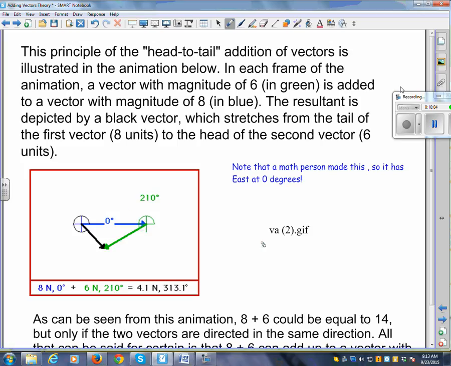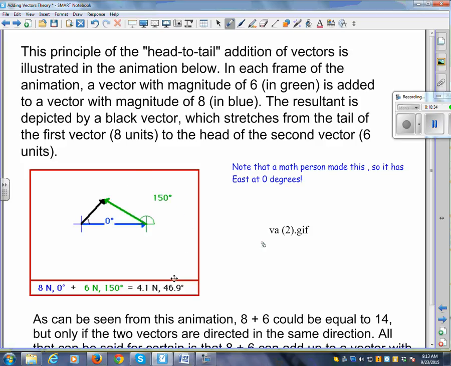The resultant is depicted by the black vector, which stretches from the tail of the first to the head of the second. So you'll notice that as the green vector goes around, as it is animated, the black vector becomes a different length, right? When green is like this, the answer is 14. Now the answer is 13.5, 12.2, and see how the black vector gets smaller? Because once the green vector starts moving, you have to account for that direction.